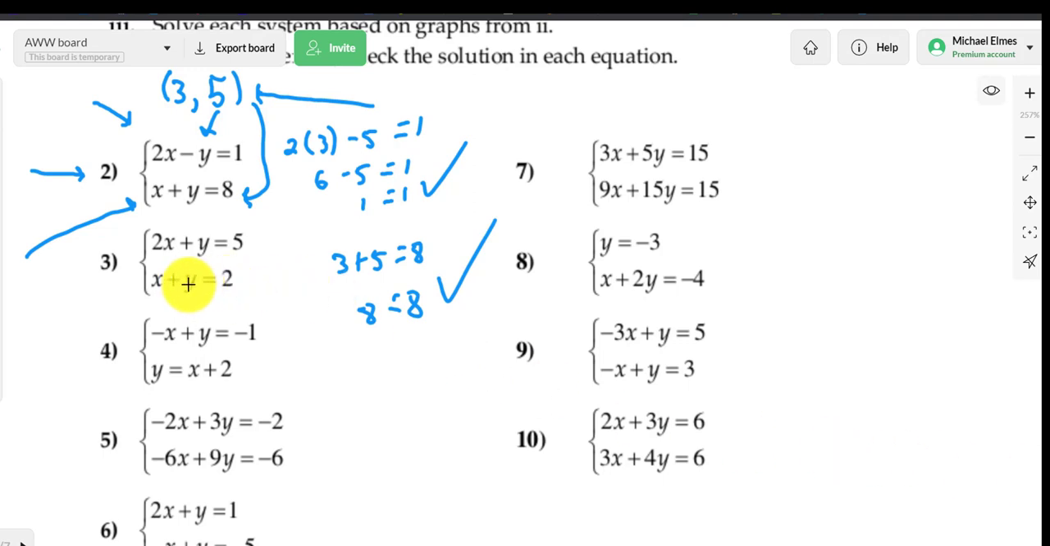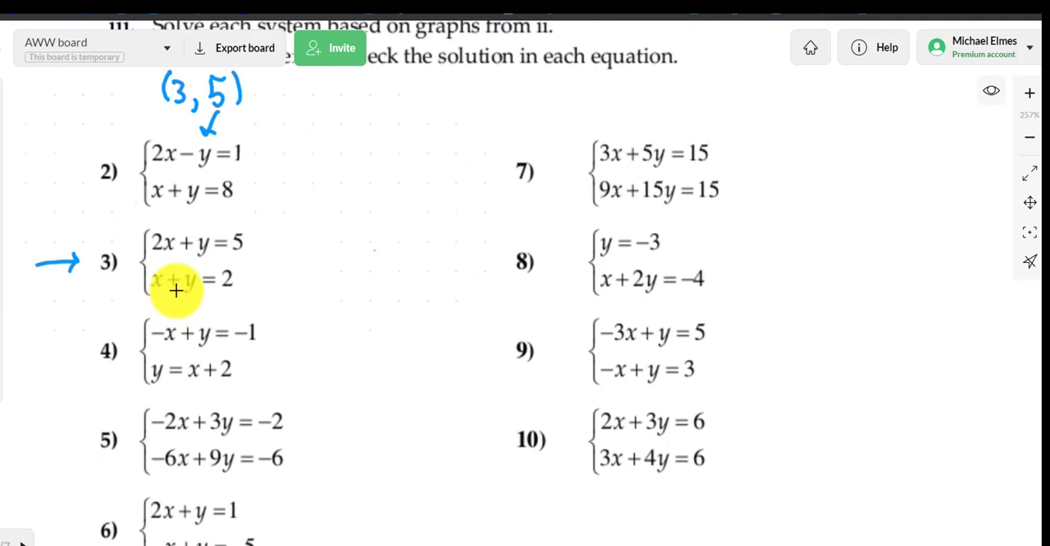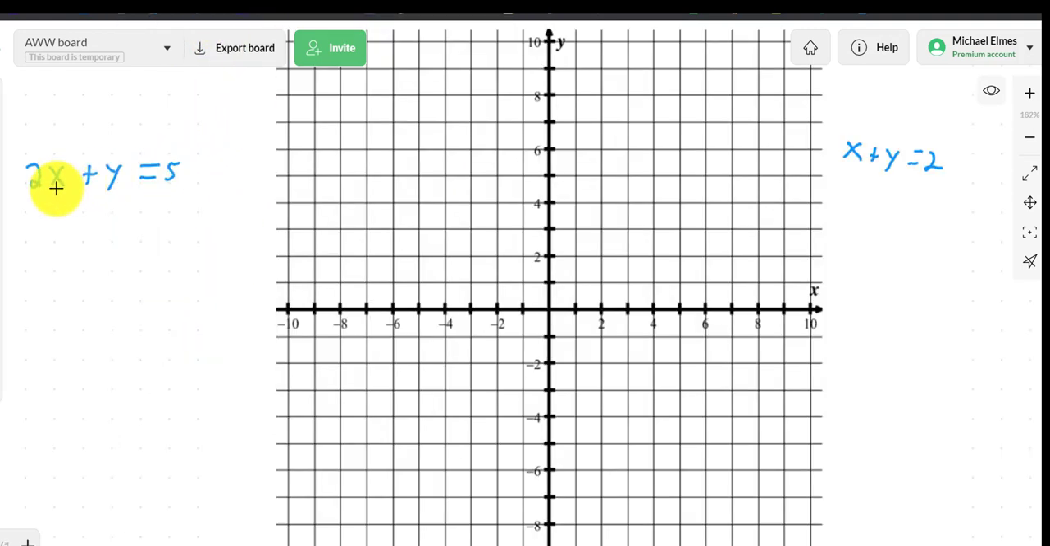Let's try one more. I'm going to try number 3. I'm going to rewrite number 3 on the graph paper. So for number 3, the first equation was 2x plus y equals 5. So I want to graph 2x plus y equals 5. But we have to, again, get this into slope-intercept form, or y equals mx plus b form. So I'm left with y equals negative 2x plus 5. So my m is negative 2, and my b is 5. I should have put an equal sign in there.